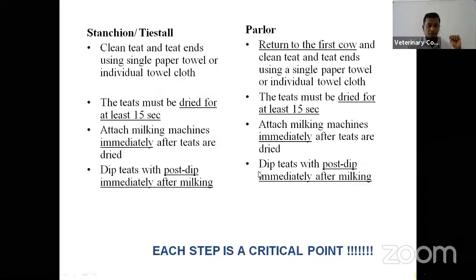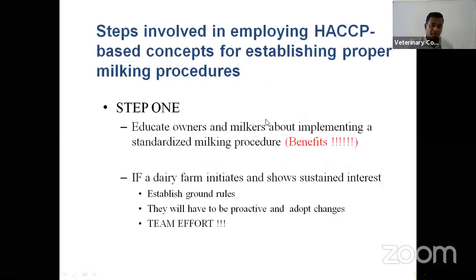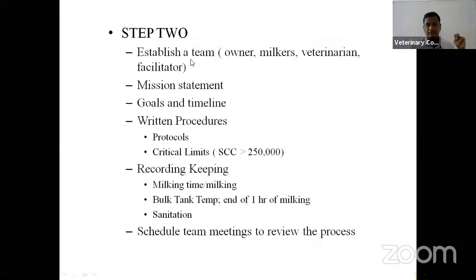Whatever milking procedure we follow, it should be the proper one. Then we talk about implementation of total quality management systems in the dairy business. There should be HACCP principles followed properly. Step one is we have to educate the farmers about the benefits of implementing these standardized practices. Number two, there should be a team of people who will monitor this. There are certain critical limits that have been set, and these critical limits vary from place to place. We take it as around 2 lakhs. There should be proper records, and all 7 principles of HACCP should be applied here.